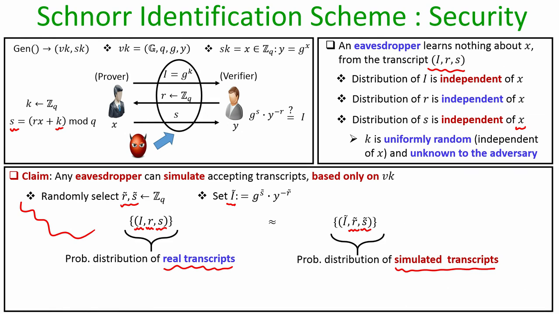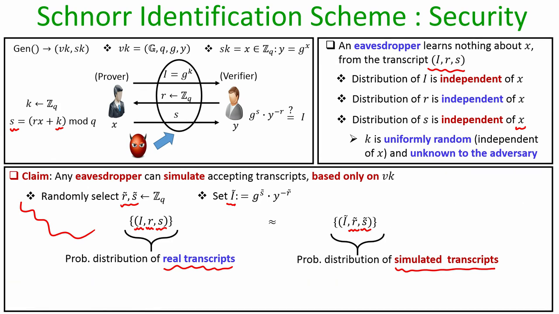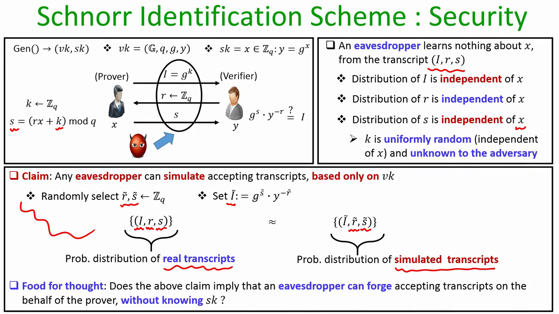So, if we see distribution wise, the way transcripts would have been generated in a real execution of the protocol and the way transcripts are generated by the adversary in its mind without actually seeing any conversation have exactly the same distribution. And that means that just eavesdropping the communication between an honest prover and a verifier is not going to help the adversary to learn anything about the underlying secret key x.